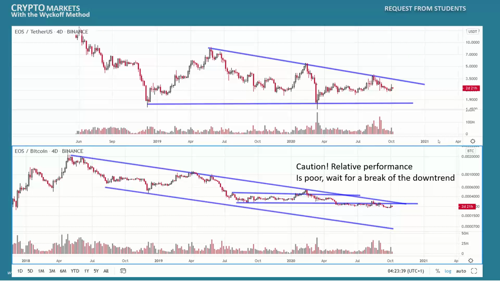Here is also another request from our students. In this case, we see a huge apex formation, but the question here is what kind of relative performance we see. And the relative performance is very, very poor. We want to see at least a break of this long-term downtrend in the chart on the bottom. This is very important because we always want to look for charts where the relative performance is above this level. So, Roman, your thoughts about this chart?